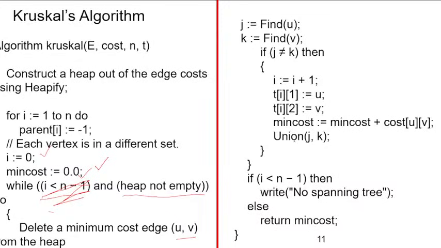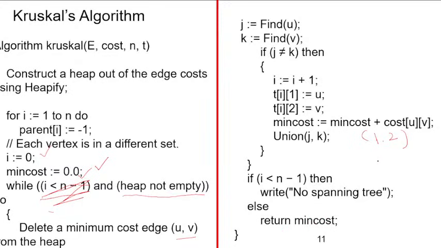Then union, this is another procedure which is used to combine this j and k. That means the u and v edge, like 1 comma 2. So this will connect these two vertices 1 comma 2. And finally after this while loop, if I is less than n minus 1, then no spanning tree, because if there are not enough edges, then you cannot find the spanning tree. Else, return min cost.